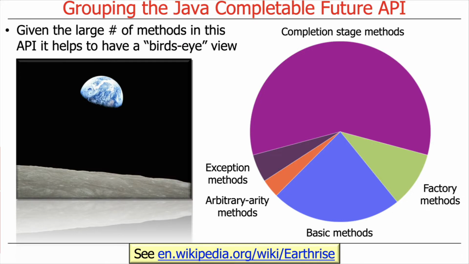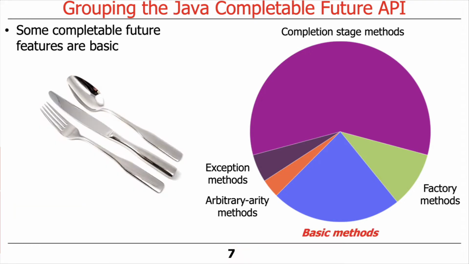So given this large number of methods, we'd like to have a bird's eye view of how things work. This bird's eye view will give us a reductionist perspective that breaks things up into little chunks. This is a famous photo from one of the Apollo missions called Earthrise, a view of Earth from the moon. It's always a really cool picture to give you perspective on things in the universe. Some Completable Future features are very basic, and these are the ones inherited from the Future interface, plus a few other tiny enhancements that we'll talk about in a minute.